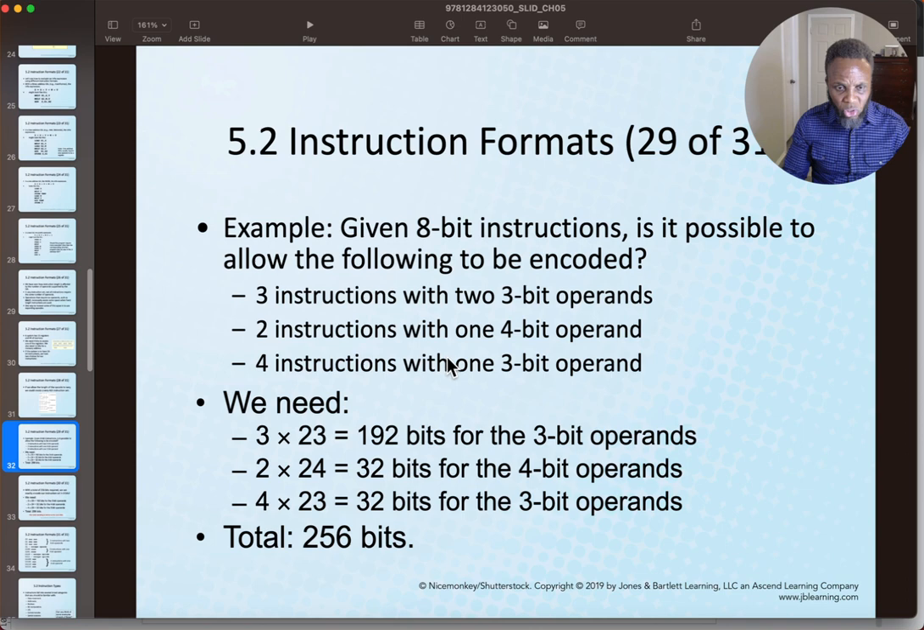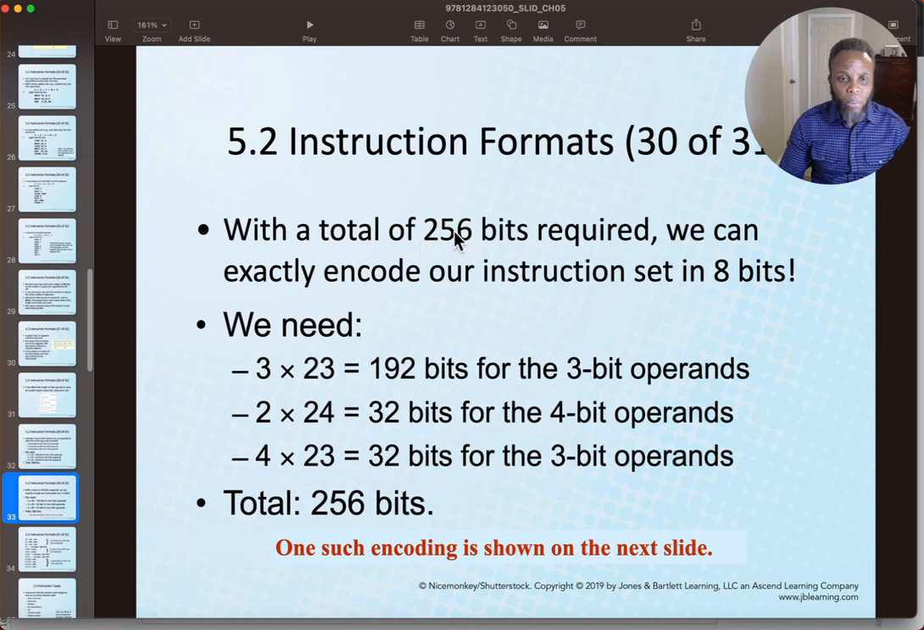4 instructions with 1 3-bit operand. So what does it say? It says we need 3 times 2^3, which is equal to 192 bits for the 3-bit operands, 2 times 2^4 for the 4-bit operands, and 4 times 2^3 for the 32-bit operands, resulting in 256 bits. And then they say that with a total of 256 bits, we can exactly encode our instruction set, which means that we can do it.